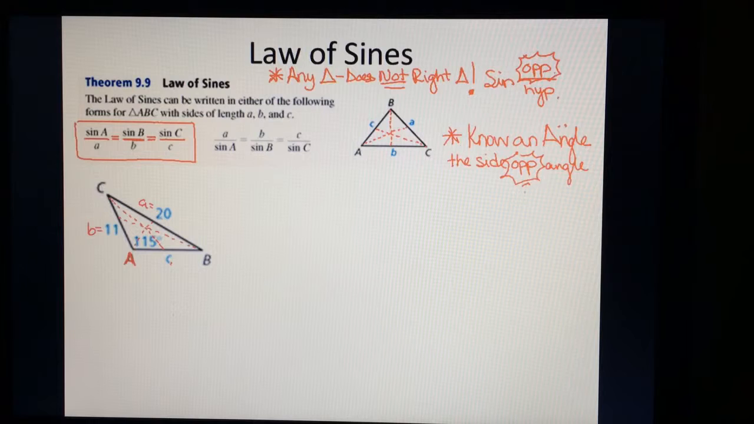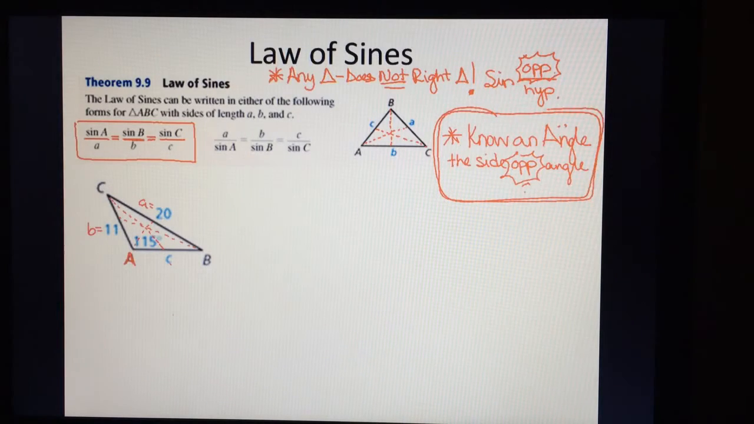So I ask, what information do I know? To set up the law of sines, I need to know an angle and a side that is across from that angle. The only one I know is angle A, which is 115 degrees, and I do know the side opposite angle A, and that is 20. Again, sine of whatever angle over its corresponding side. What other information do I know? The only other value I know here is side b is 11.